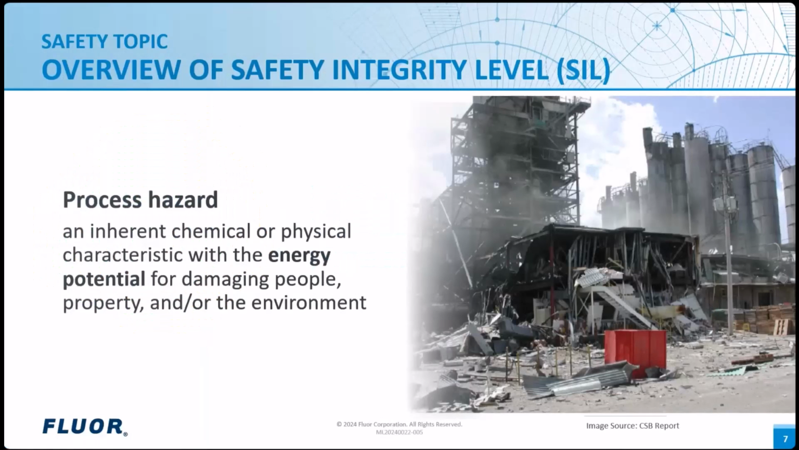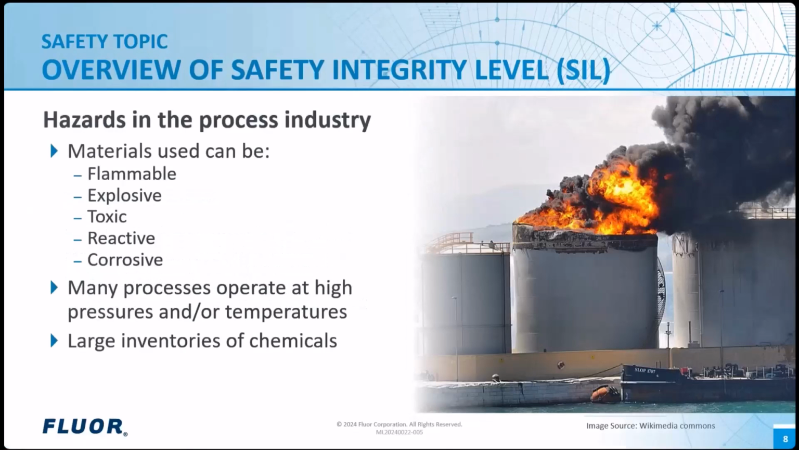A process hazard is defined as an inherent chemical or physical characteristic with the energy potential for damaging people, property, or the environment. In the chemical process industry, there are hazards present due to the nature of the operations and the materials used, which can often be flammable, explosive, toxic, reactive, or corrosive. Many processes operate at high pressures or temperatures and require large inventories of chemicals to meet capacity requirements.